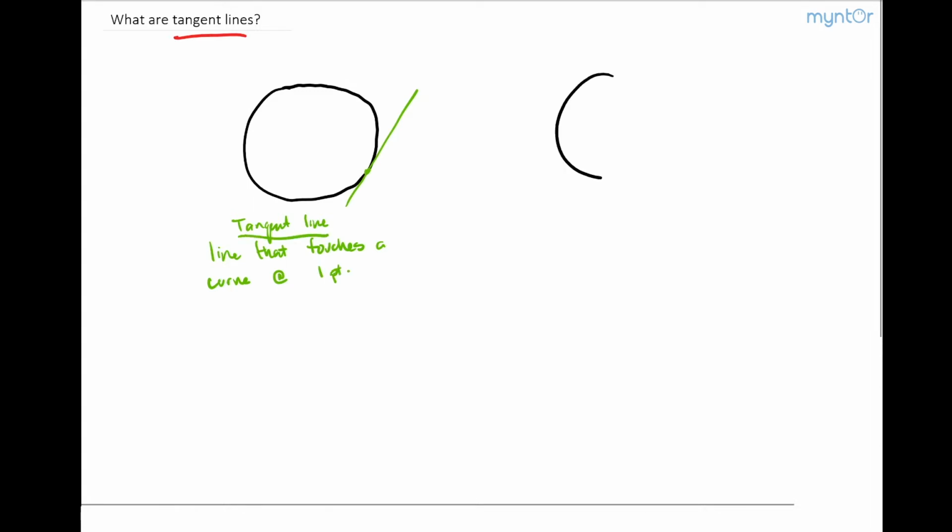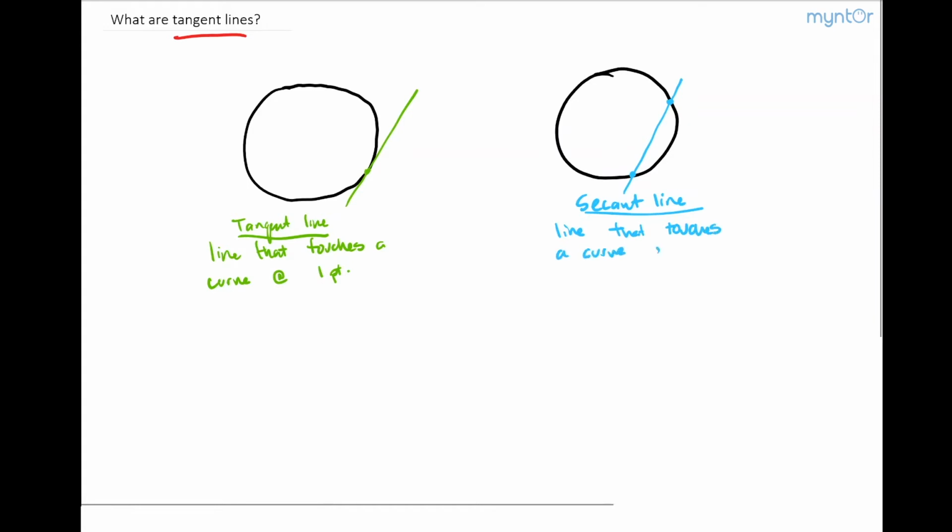Now, I'm going to draw the circle again, and this time I'll draw a line that looks like this, that intersects the circle at 2 points. And here we're going to call this a secant line. And this is a line that touches a curve at more than 1 point.